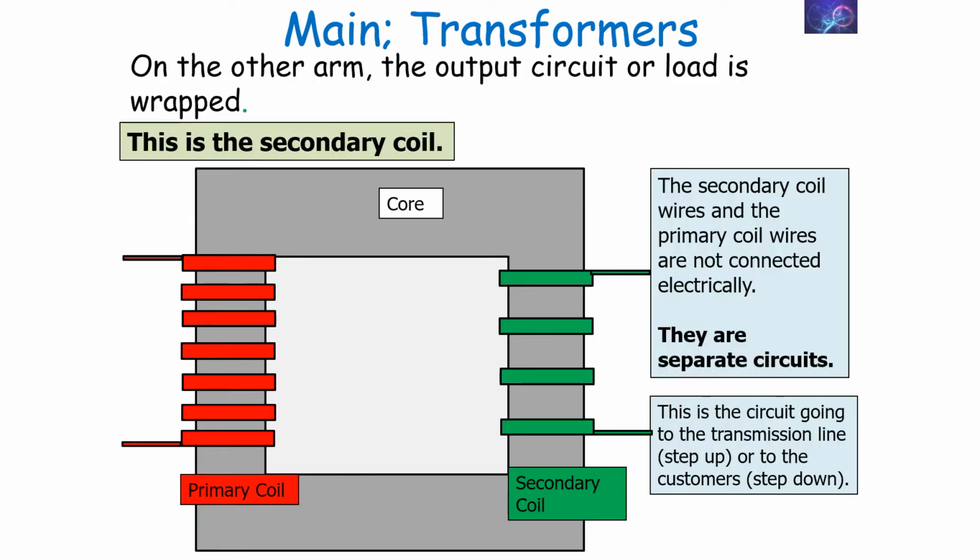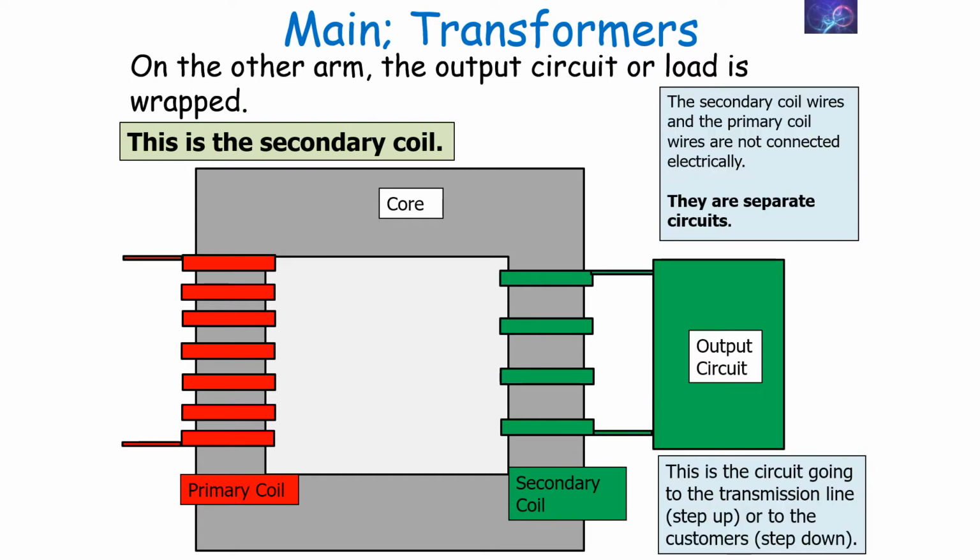Now on the other arm of your core you have the secondary coil. Now the secondary coil is linked to the output circuit of your transformer. Now it's important to note that the secondary coil and the primary coil are not connected electrically. They are separate circuits. So in the transformer, the secondary coil could be linked to the transmission line in the step up transformer or to the consumers in the step down transformer. But remember, it's very important to note that the primary coil and secondary coil are separate electrical circuits. Now we can also call the output circuit of a device the load circuit as well.